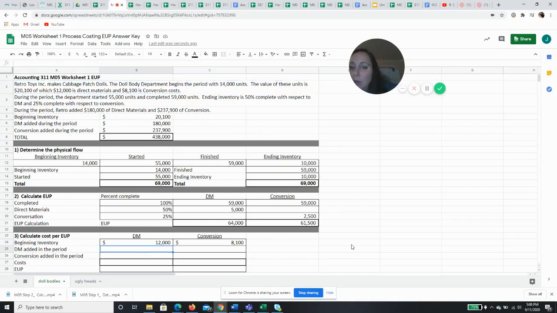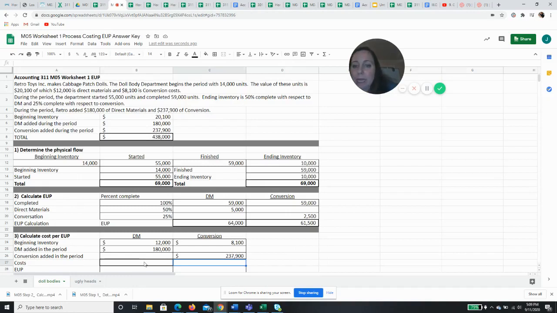Next, I go to the direct materials added in the period, and that we got right here, the 180. We actually put it right here, and the conversion added in the period. So I'm going to add in the direct materials added in the period. And then down here where it says conversion added in the period, I'm going to add conversion added in the period. All right, so these are our total costs in WIP this period, right? We have our beginning inventory, plus all the direct materials we added, plus all of the conversion we added. Remember, conversion is our direct labor and our factory overhead.